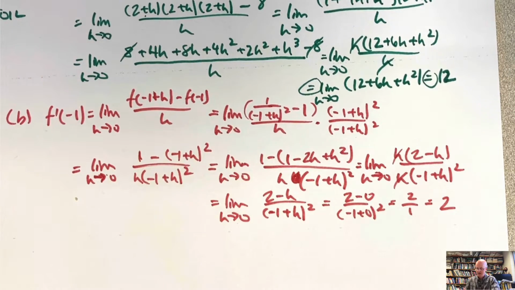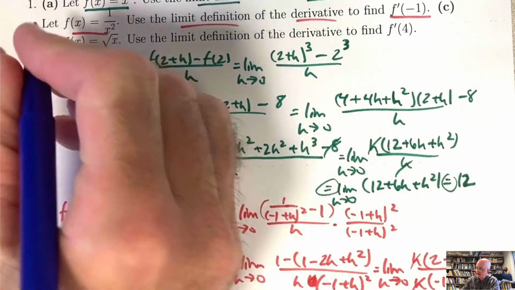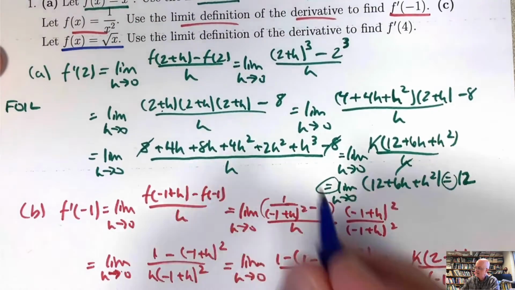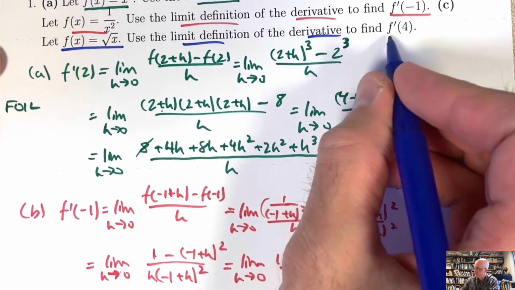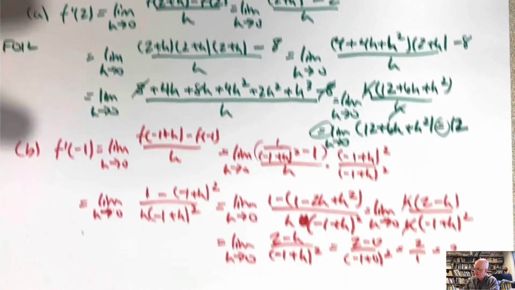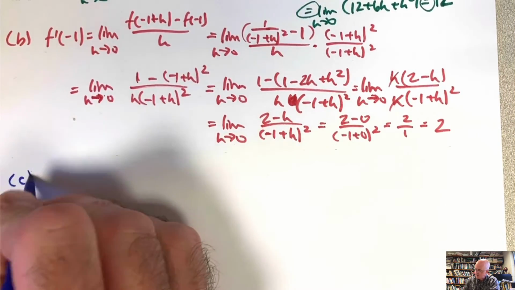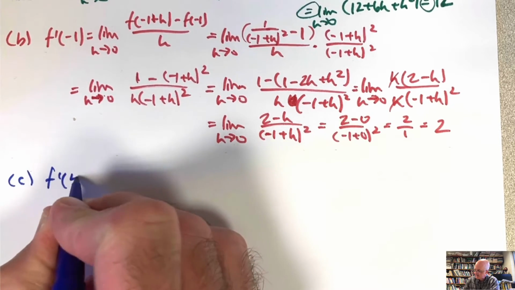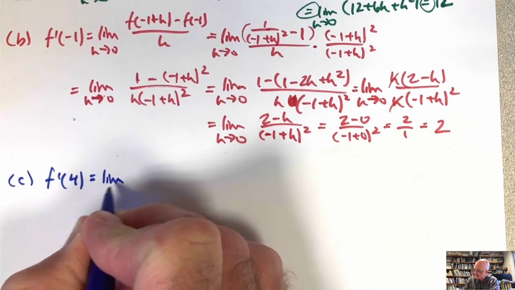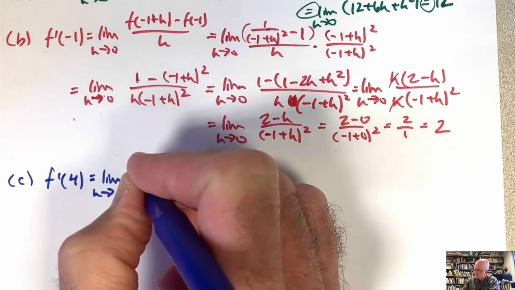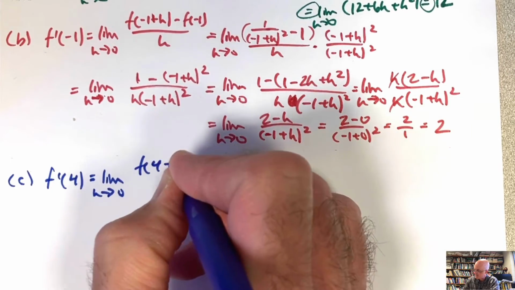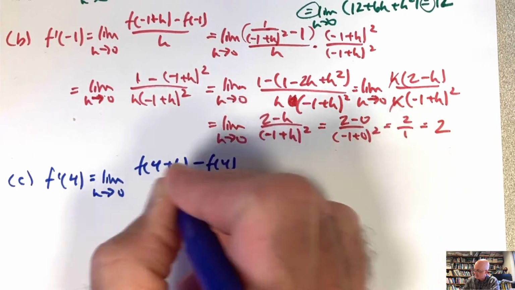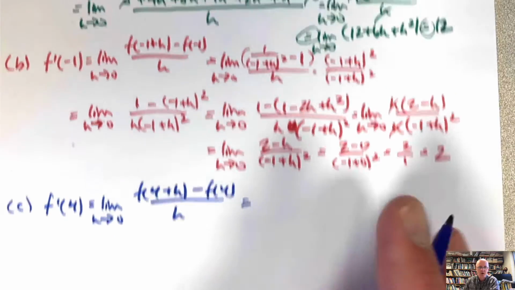Last example involves a square root. Part C, let f of x equals square root of x. Again, use the limit definition of the derivative to find f prime of 4 now. So now we've got a square root involved. Once again, the limit definition of the derivative is the same. The limit as h goes to 0 of f of 4 plus h minus f of 4, all divided by h. But now it's the square root function.